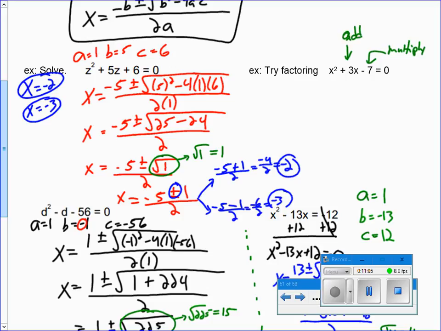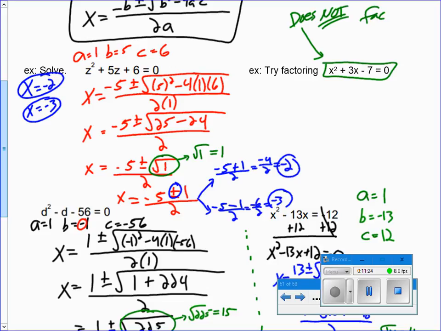Alright, there's no numbers that work. The only factors of negative 7 would be positive 1, negative 7, or negative 1, positive 7. Neither one of those together would add up to 3. So this would be one that we say does not factor. So that's why we have to use the quadratic formula.